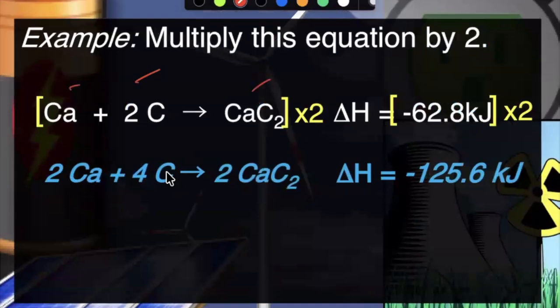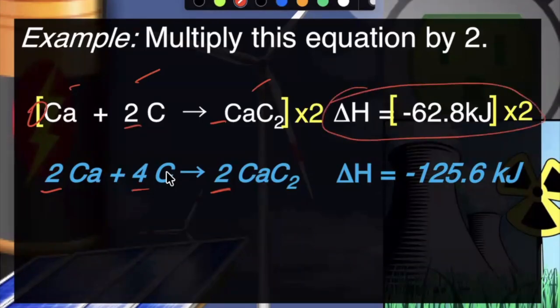And so if there's nothing there, consider that a 1. So now this is 2. This gets multiplied by 2, so 4. Again, if there's nothing there, that's a 1, so multiply that by 2, you have 2. Because you multiplied the entire equation, you must also multiply the delta H by 2 as well, giving you a new delta H.